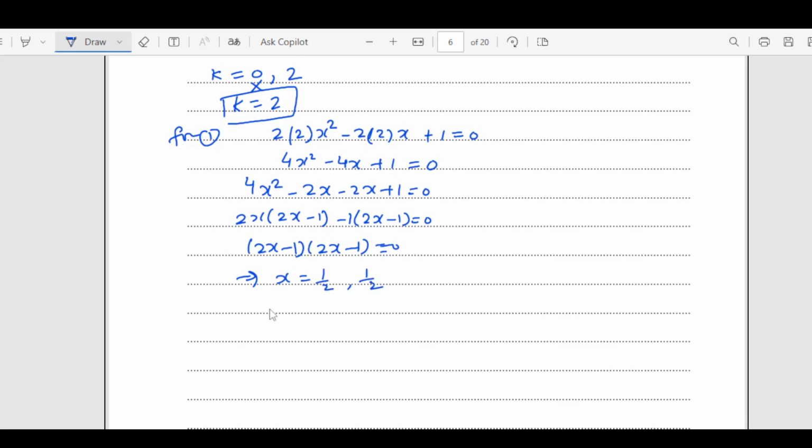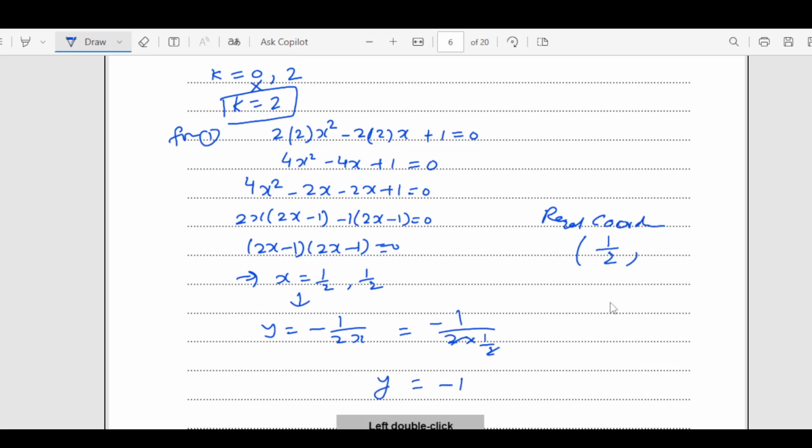So now for x equals half, the required point, let's see what is y. When x is half, then y is negative 1 over 2x, right? So this is negative 1 over 2 times 1 over 2, so y is negative 1. So this is our final answer, the required coordinate is half and negative 1, right?